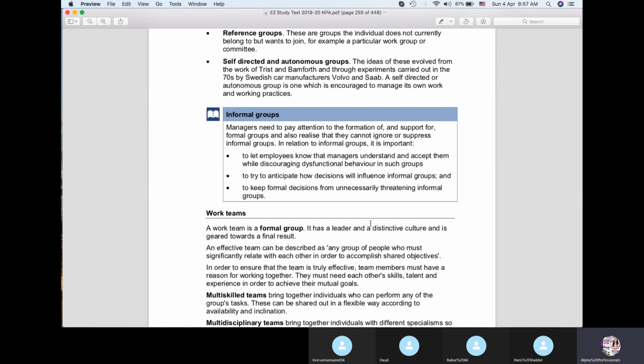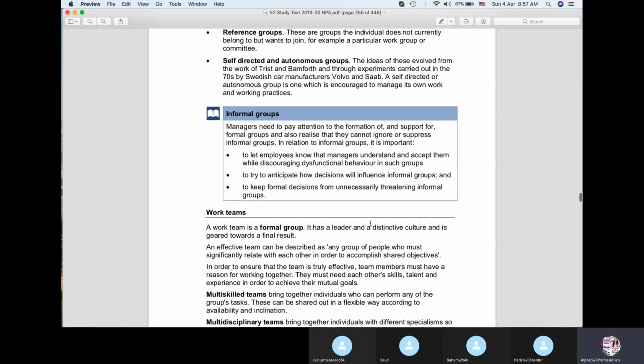So, some additional information about informal groups. Managers need to pay attention to the formation of and support for formal groups, and also realize that they cannot ignore or bypass informal groups. In relation to informal groups, it is important to let employees know that managers understand and accept them, while discouraging dysfunctional behavior in such groups.